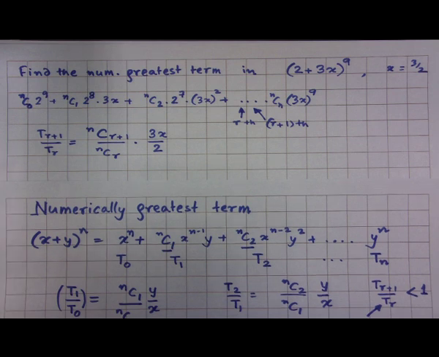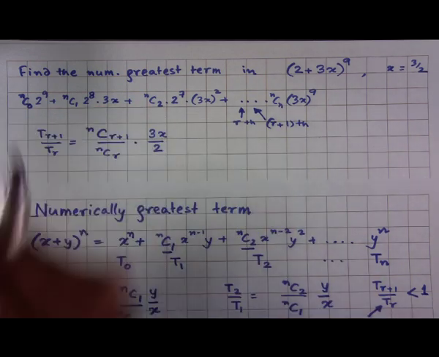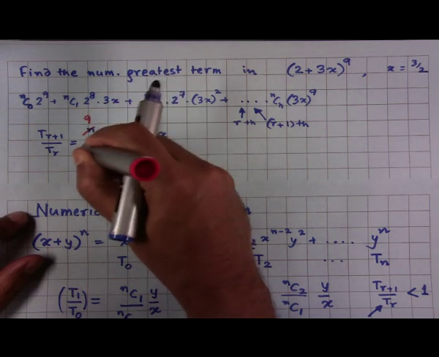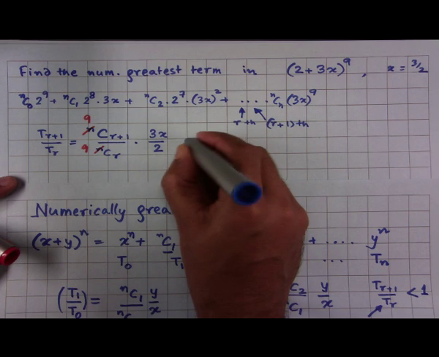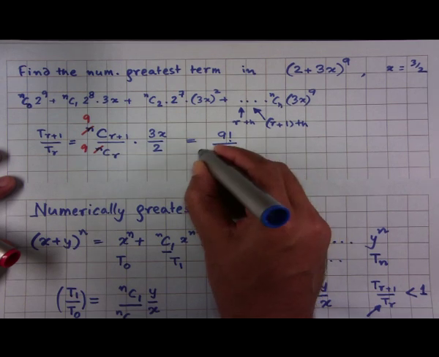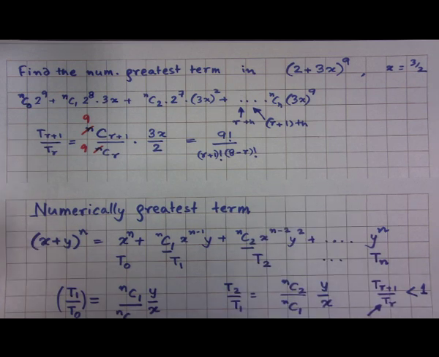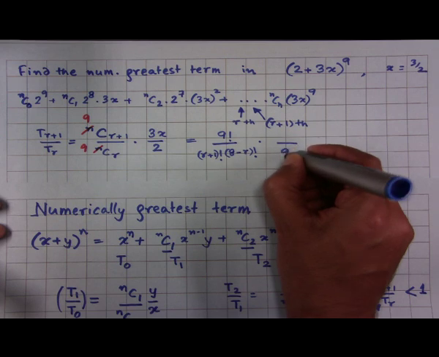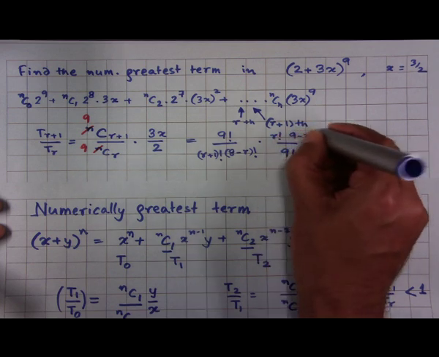Okay. This is how it is going to look: 3x by 2 times nCr plus 1 by nCr. Now, n is 9. What does this mean? nCr plus 1 by nCr is factorial 9 by factorial r plus 1 by factorial 8 minus r, that is 9C(r+1), and 9Cr is factorial 9 by factorial r and factorial 9 minus r.